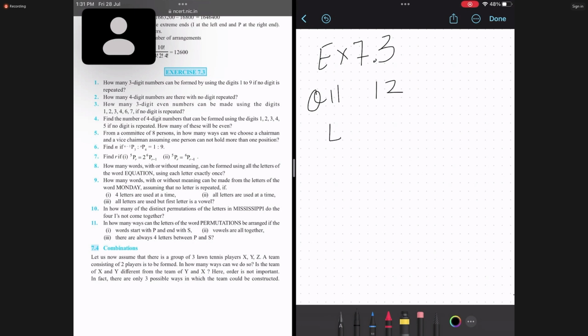So the vowels that we have are one E, one U, A, I, and O, and we have all the vowels in the word. So we have 5 vowels, and the total number of letters that we had in the word are 12. So consider these 5 as a single letter.